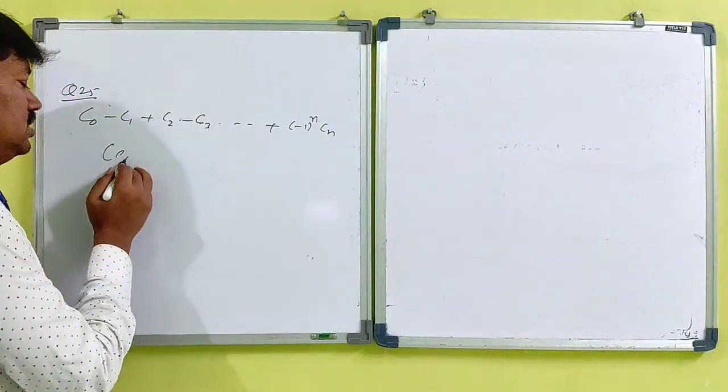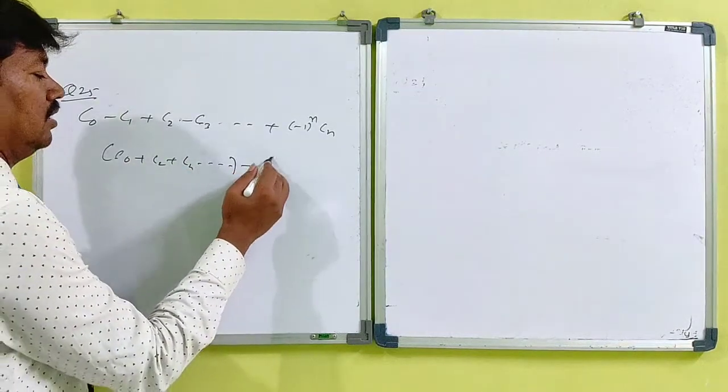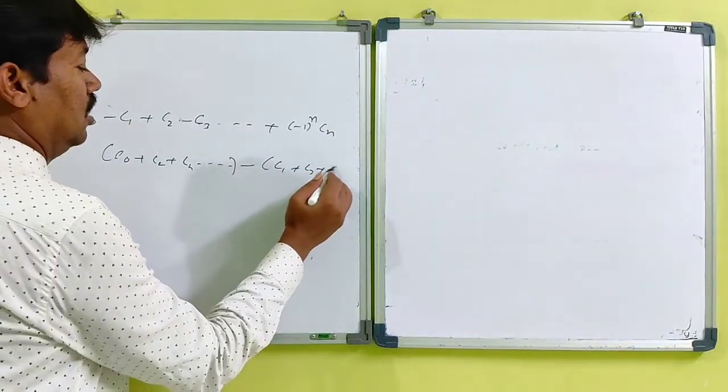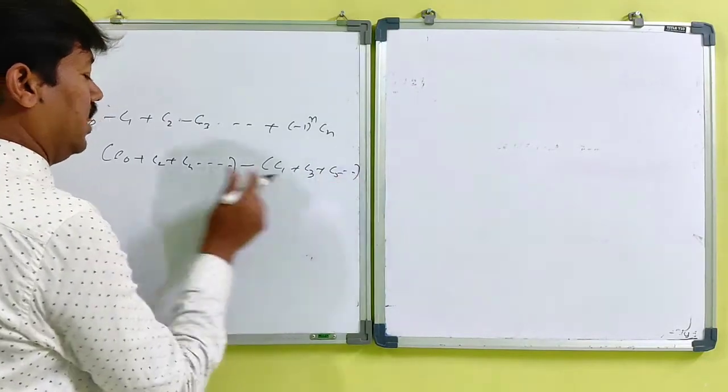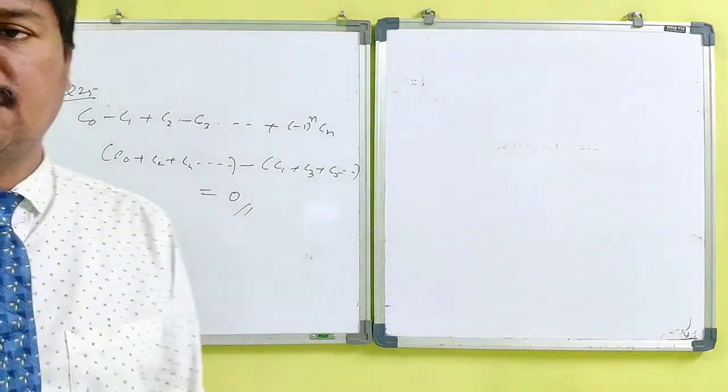C0 plus C2 plus C4 in one bracket and another bracket C1, C3, and the value of this expression and this is the same, so the answer is 0 for this.